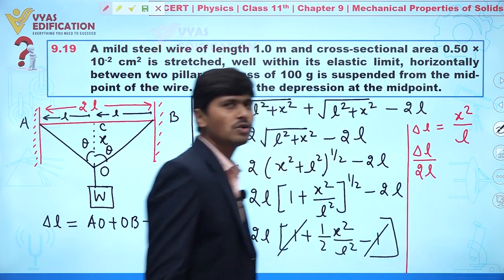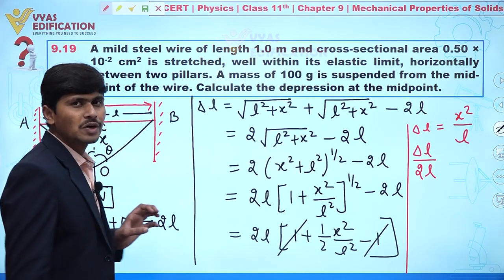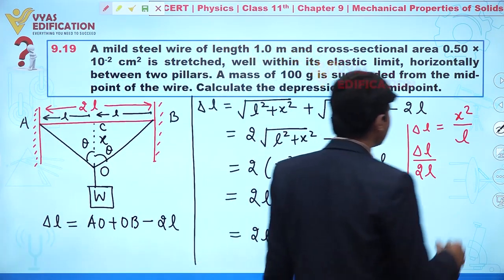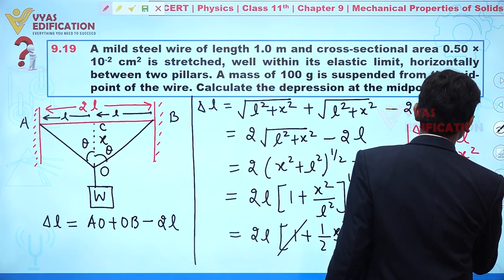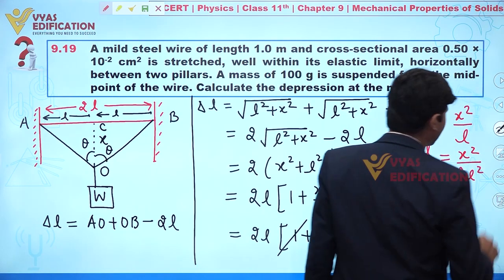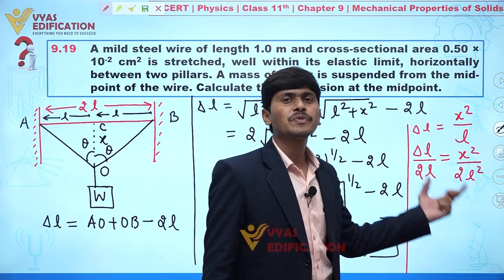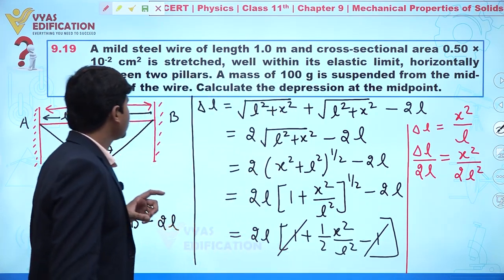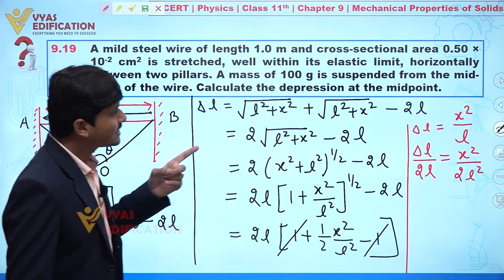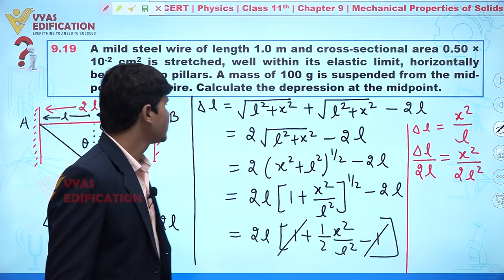How can we? Because we can say original length we have 2L, and change in length we are getting delta L. So from here we can say X square divided by twice L square. Clear to everyone? So this is one of the results that we are getting. If we are talking about strain that is produced in this wire, this is equal to X square upon 2L square. Clear?